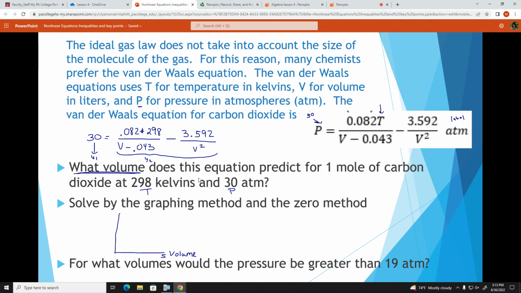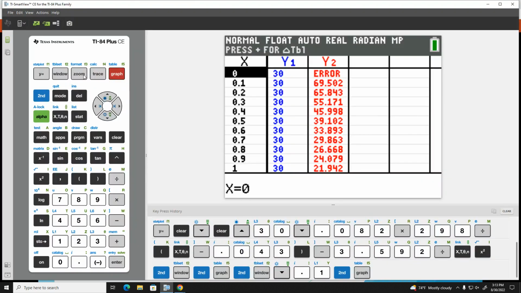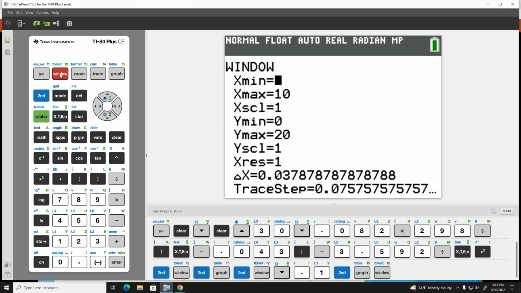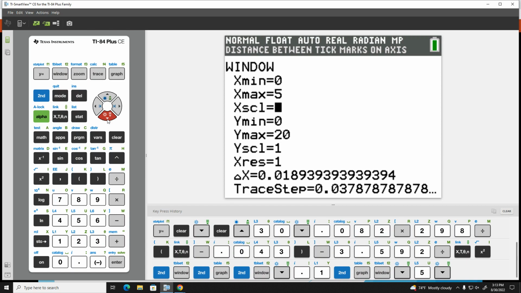You don't have to go the whole way to 5. And then my output of this function, my other axis, is the P, the pressure. And we saw at 0.1 it was 69.5, so about 70. So I'm going to put that up to 70, starting these both at 0. All right, so now that I have laid this out, I'm going back to my calculator. I'm going to hit the window button. So X, we said I was going to make it 0 to 5, although you wouldn't have had to go that high. And Y, we said we were going to go 0 to 70.